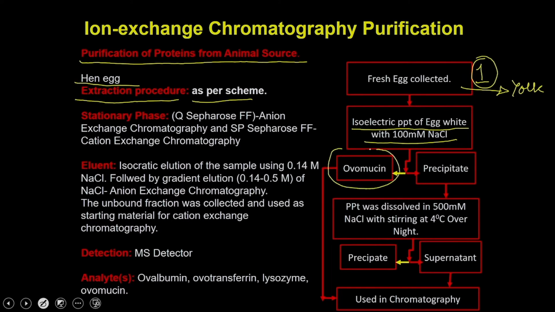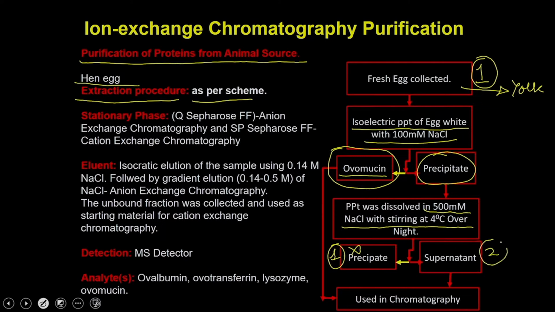In fraction 1, the supernatant, which contains ovomyosin, and you are going to get the precipitate. This precipitate you can further dissolve into 500 millimolar NaCl with stirring at 4 degrees overnight. Once you dissolve this precipitate, it will again give you two fractions. Fraction 1 is the precipitate, which you are going to discard, and then you are going to get the supernatant.